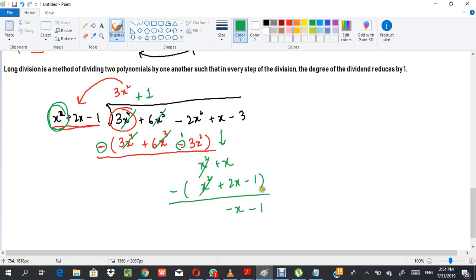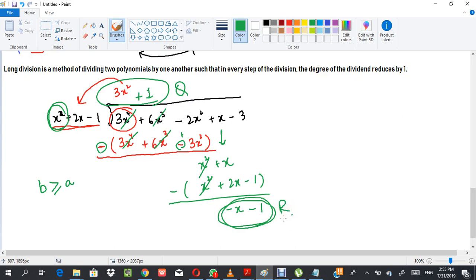We have a linear polynomial now, and there is no way we can divide this polynomial further. Why? Because we told you that for division to occur, b must be greater than or equal to a. But now b is this. The degree of this polynomial is 1, whereas the degree of the divisor is 2, so division cannot be carried out any further. So we have this as our quotient and this as our remainder.